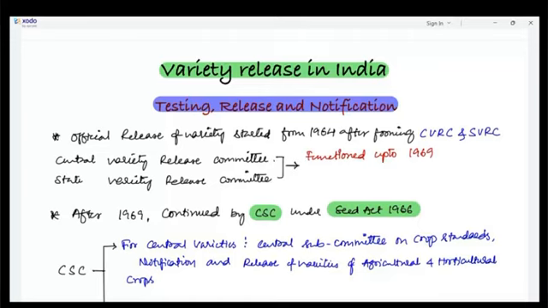Once we go through variety release, the next most important thing is variety protection. If a breeder is releasing a variety, he should be given some exclusive rights to protect his own variety. So we will also talk about variety protection, which has its own legislation, the Protection of Plant Varieties and Farmers' Rights Act. By the end of that, we will be finishing seed legislation for quality control.